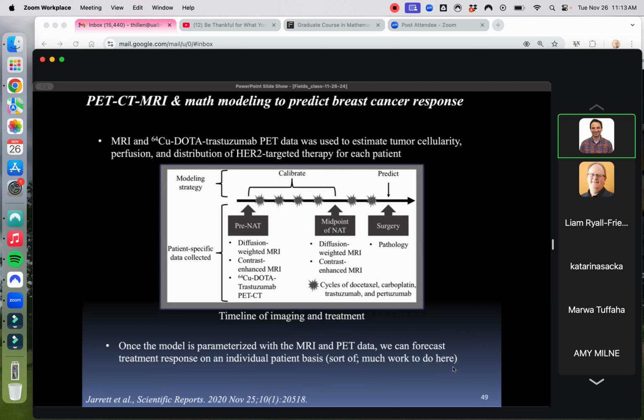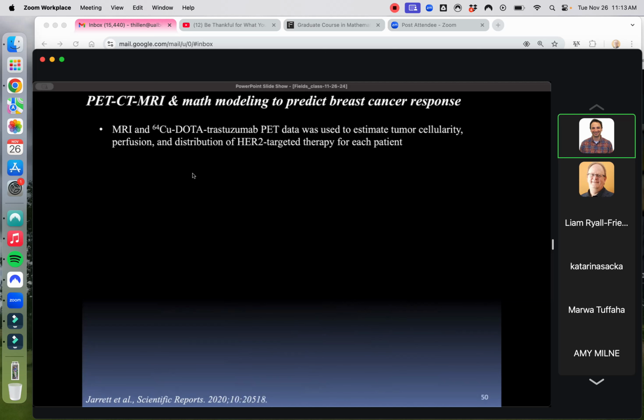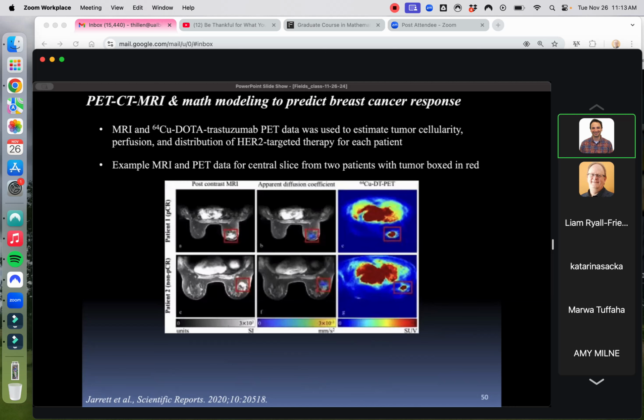There's a ton of work to do here. This was a proof of principle thing. These types of data are difficult to get your hands on, and it's not exactly clear what the best way is to model this now that we have a targeted therapy. So this is just a repeat of what's on the previous slide.